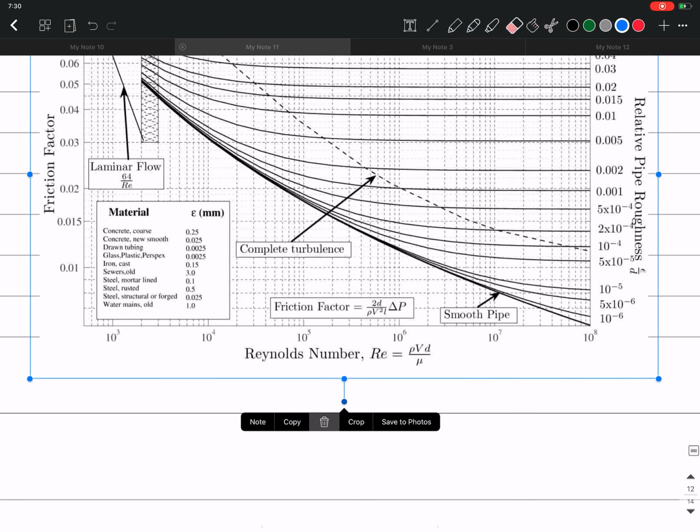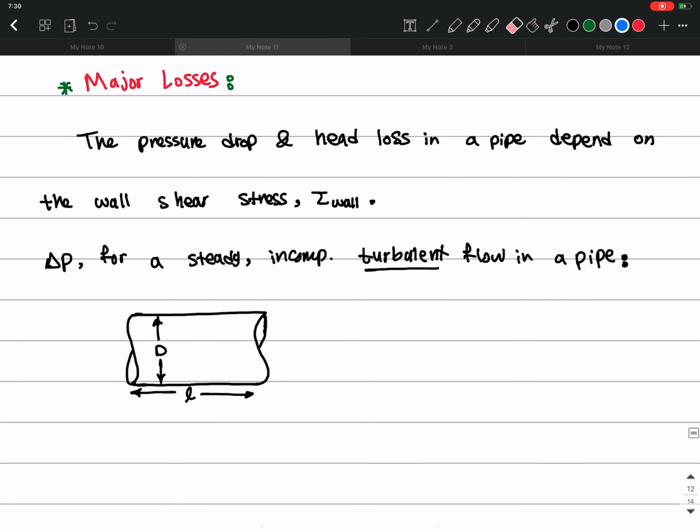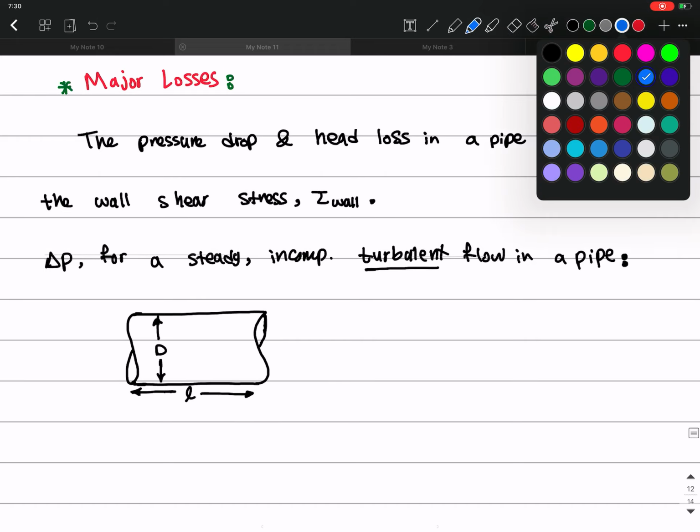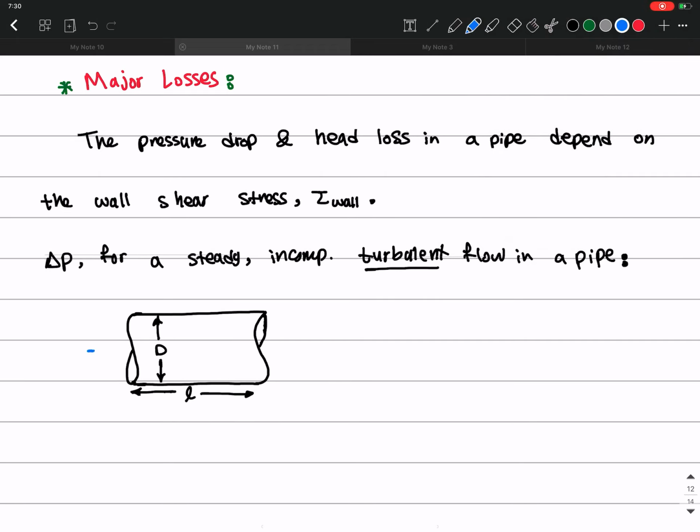So we have V, the velocity of the fluid. And then what else? This is going to be section 1. This is section 2. And we want to know, what is the difference between a turbulent and laminar flow? And what else do we need to account for?